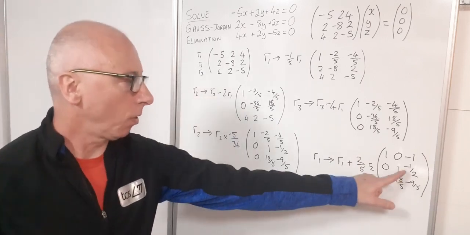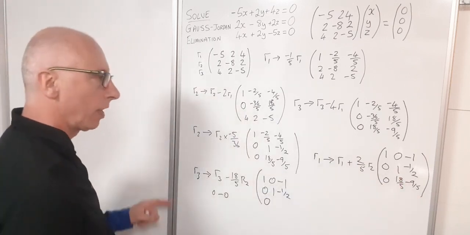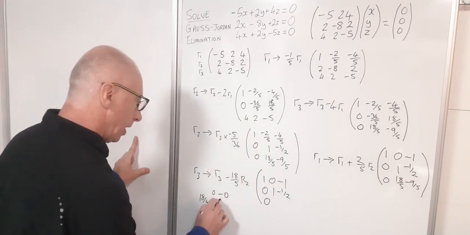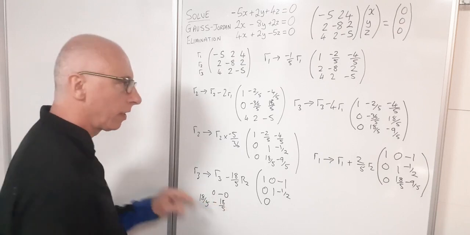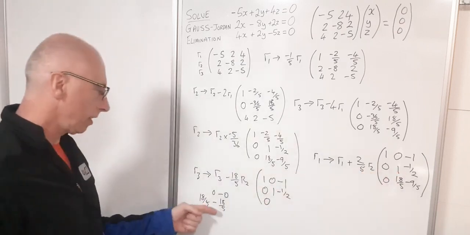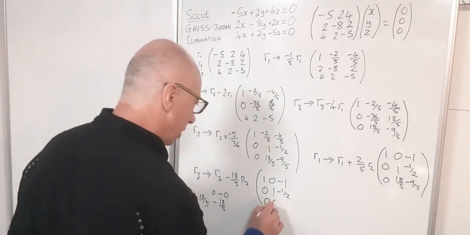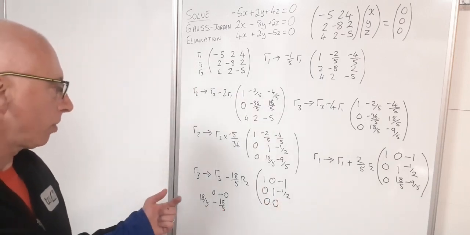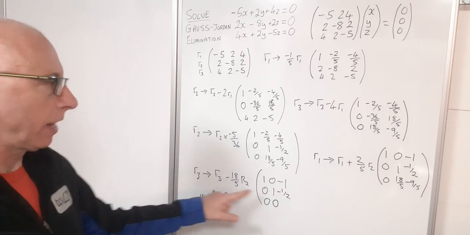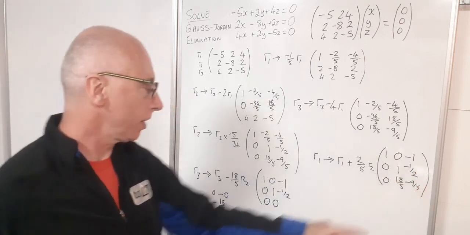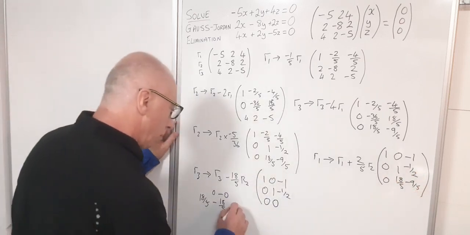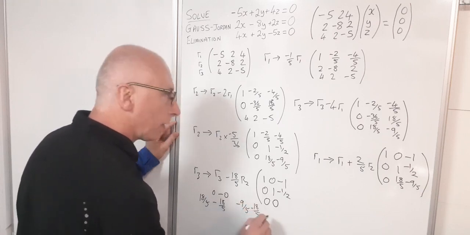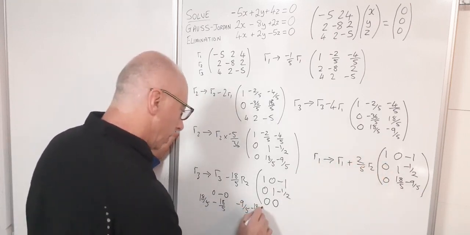Now next one, got 1 and 18 over 5. So I've got 18 over 5 minus 18 over 5 times 1. So that is also going to give me 0. So now this is starting to look like a good matrix now for getting our results. Now the last one, I've got minus 1/2 and minus 9/5. So now I've got minus 9 over 5 minus 18 over 5 times minus 1/2.